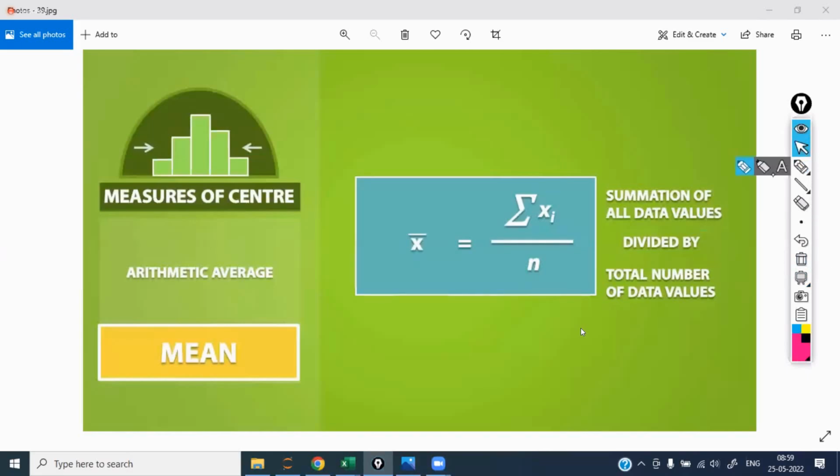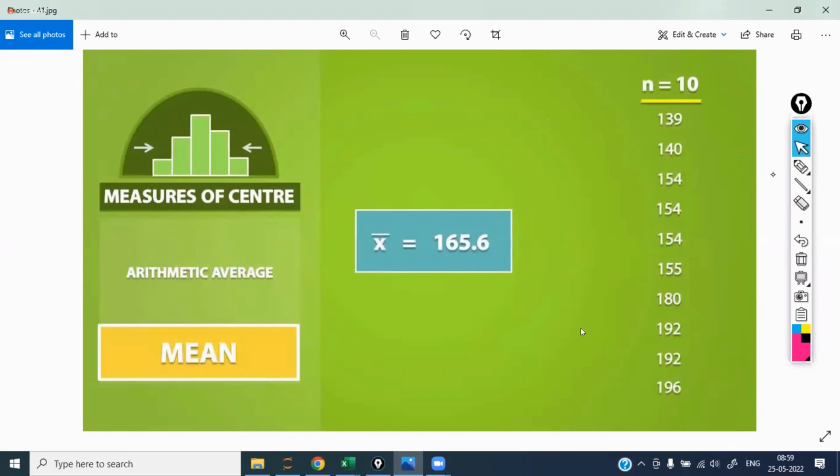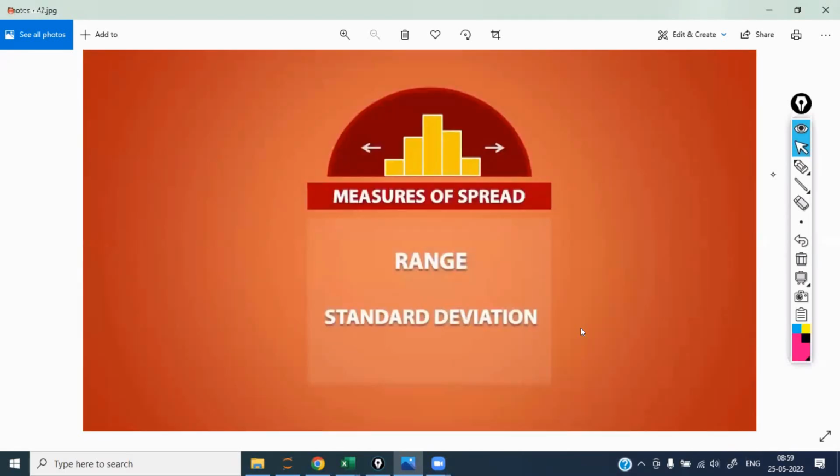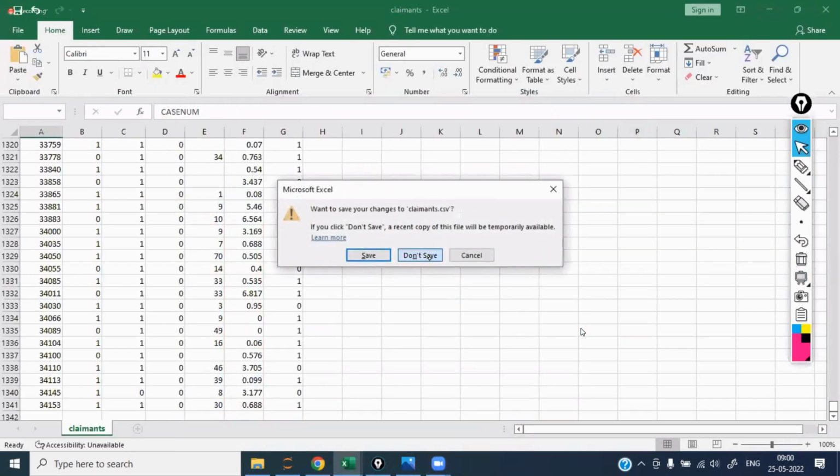So here the X bar indicates the sample mean. You are just applying the sample mean. Here you are going to take the data points, add them, and divide by the number of data points, and you have got the mean value. Right? Next, in the mean, we are having one more type called the weighted mean.